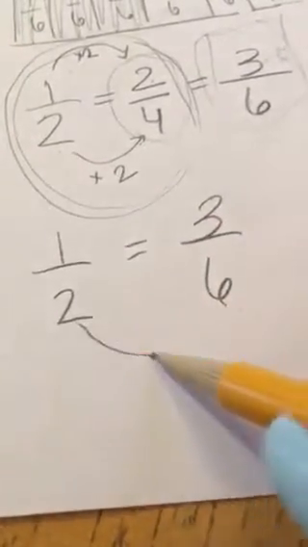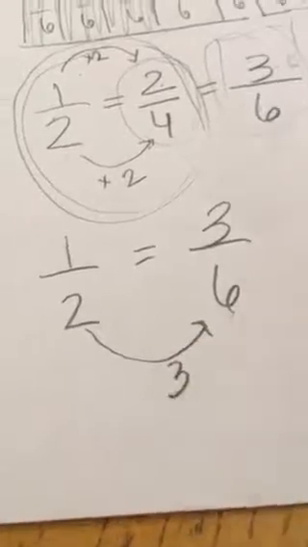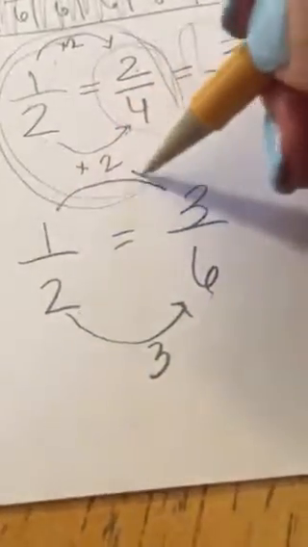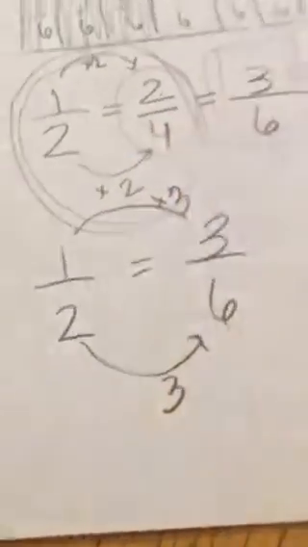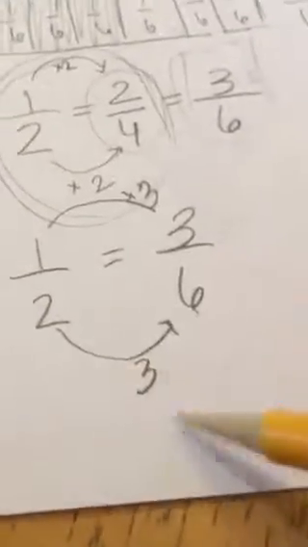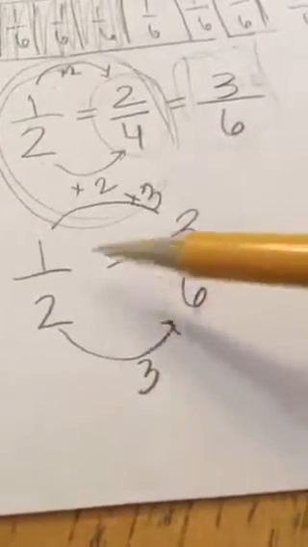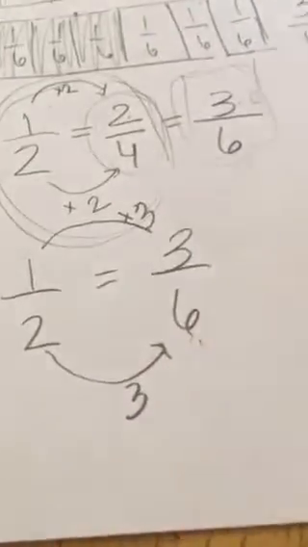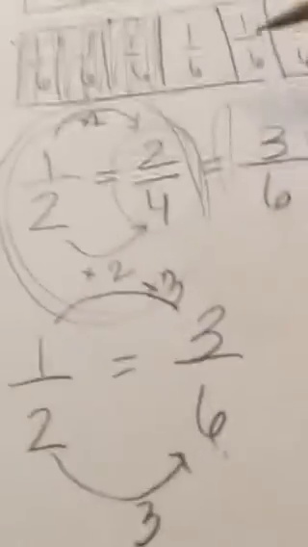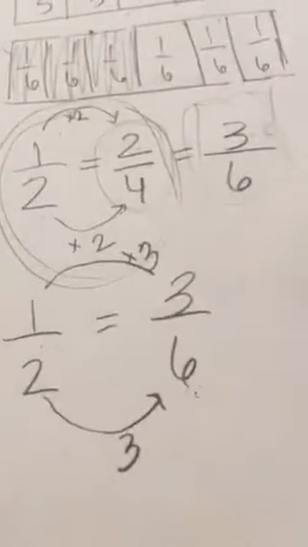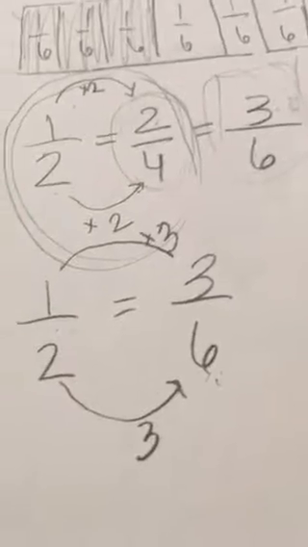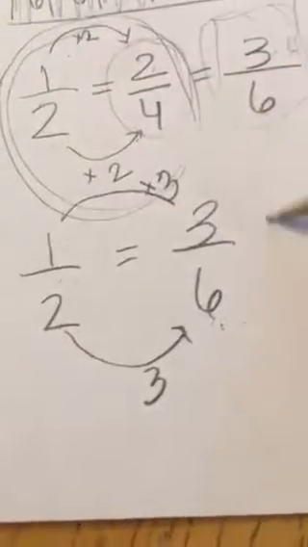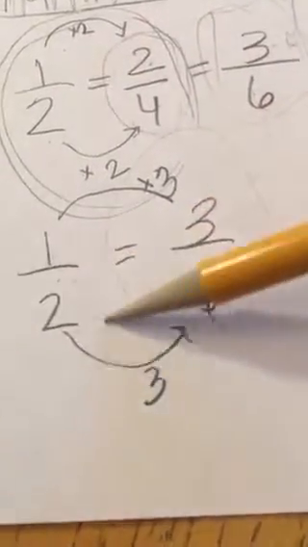If you said you multiplied 2 by 3 and you did the same to the top, you're right. Because 1 times 3 equals 3, 2 times 3 equals 6. So 3/6 of the candy bar is still half of the candy bar. What we're finding is an equivalent fraction, a fraction that is equal to another fraction.